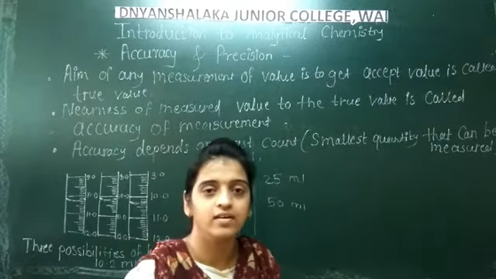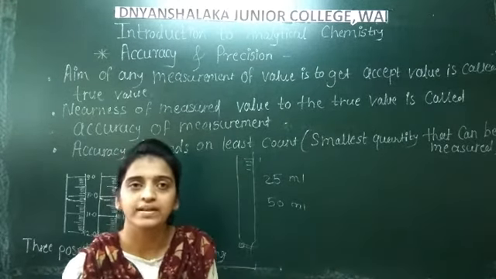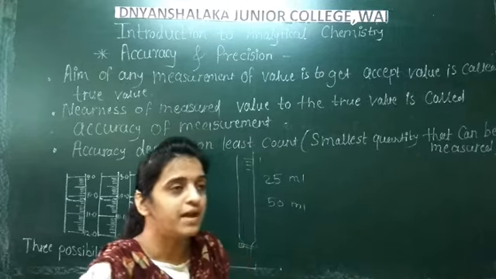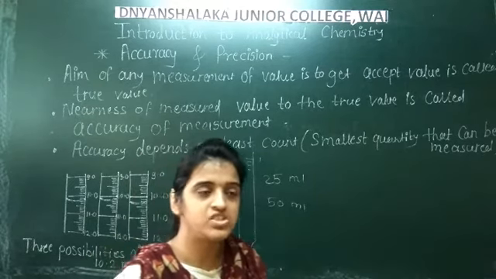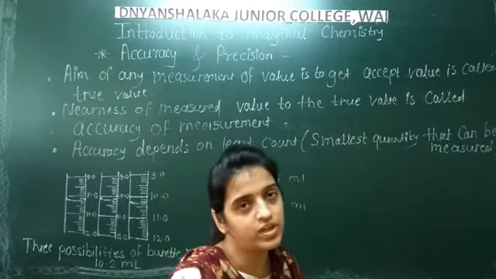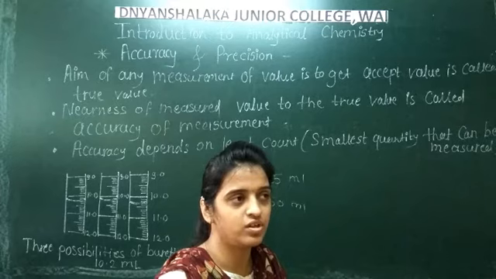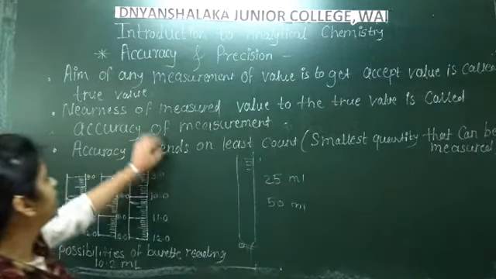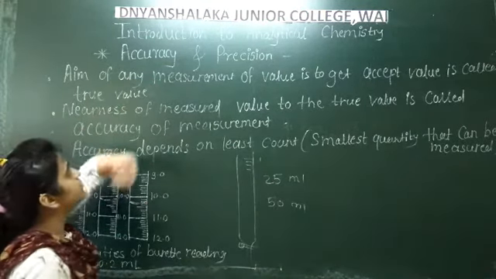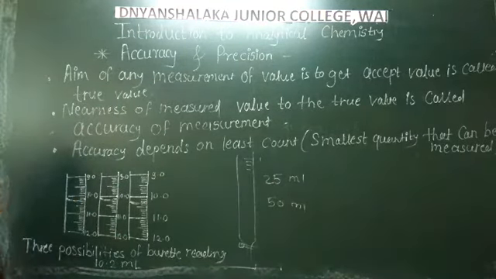Today we start an introduction to analytical chemistry. So the concepts are accuracy and precision. In the last lecture we saw scientific notation, which means exponential notation. Today we first start with the concept of accuracy. What is meant by accuracy?